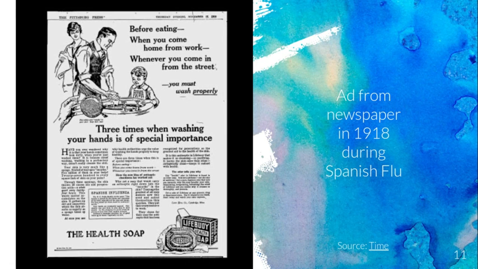Okay, here's another one. Here's an advertisement. This is from a newspaper in 1918, also during the Spanish flu. And I want you to take a few minutes to just look at this advertisement and see what you notice about it and what it's telling you.